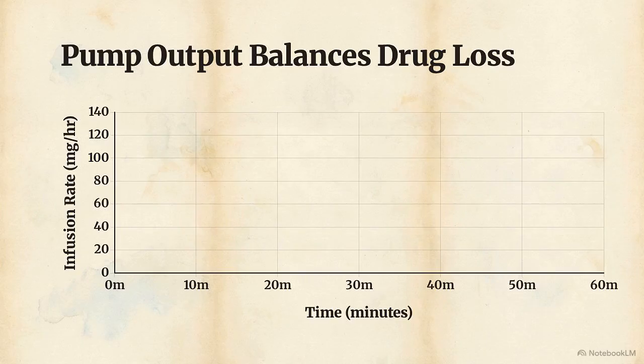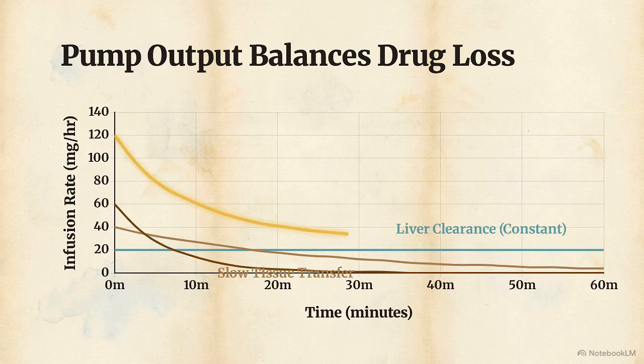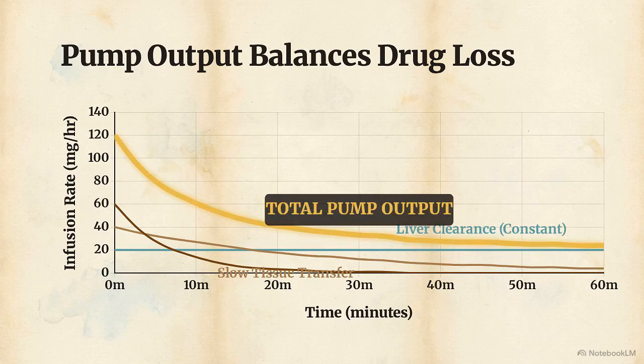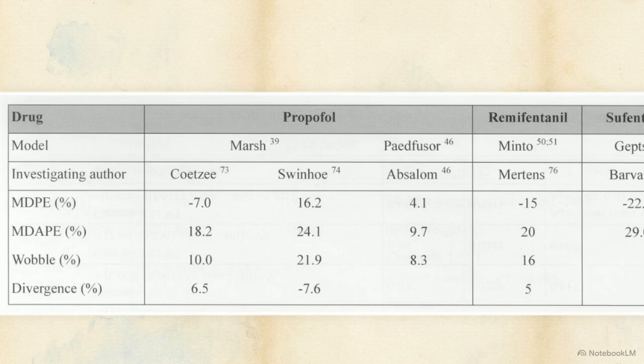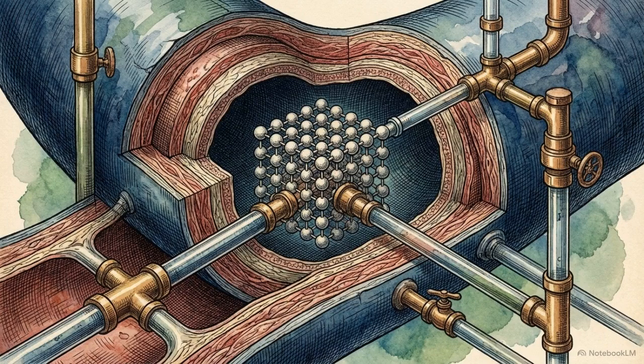Next, the pump manages elimination and transfer. It superimposes two exponentially decreasing infusions to match the drug lost to tissue distribution and adds a third constant infusion to offset liver clearance. We can validate the mathematical accuracy of this process clinically. This table shows the median performance error rates for various Propofol models, which all fall within the safe limits required for automated delivery. But there is a critical flaw in this baseline approach.